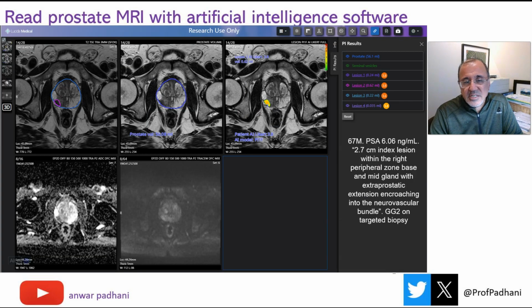Let me show you another example. The same patient on a different AI. Again, it makes the same determination. So in this particular instance, just the whole gland and the lesion, but not the transition zone and not the region.